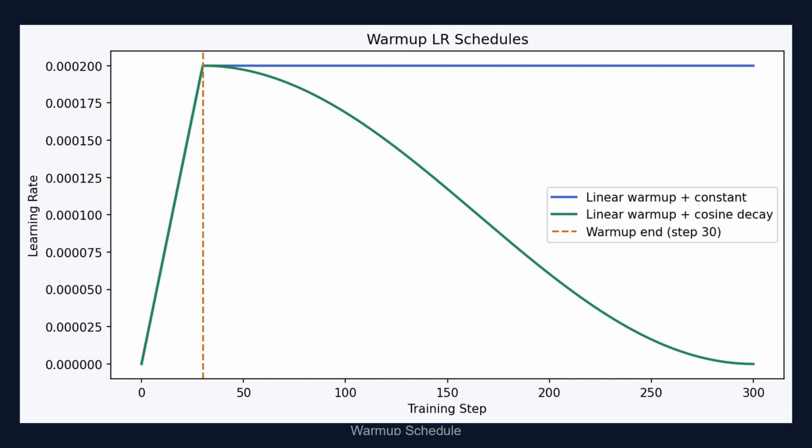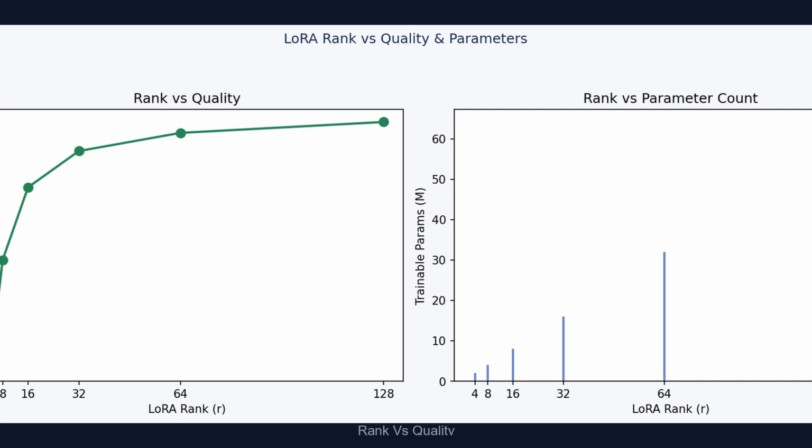This image displays two graphs comparing LoRA rank to both quality and the number of trainable parameters. On the left, we see the relationship between LoRA rank and relative quality percentage. As the rank increases from 4 to 128, the quality improves significantly, leveling off around 100%. This indicates that using a higher rank can enhance the performance of your model, but after reaching a certain point, the quality gains diminish. On the right, we have the graph illustrating LoRA rank against the count of trainable parameters.